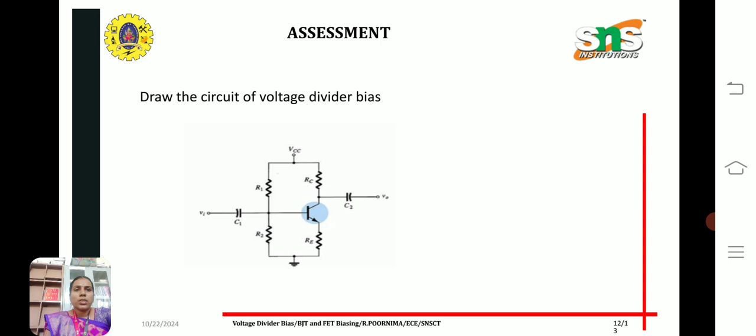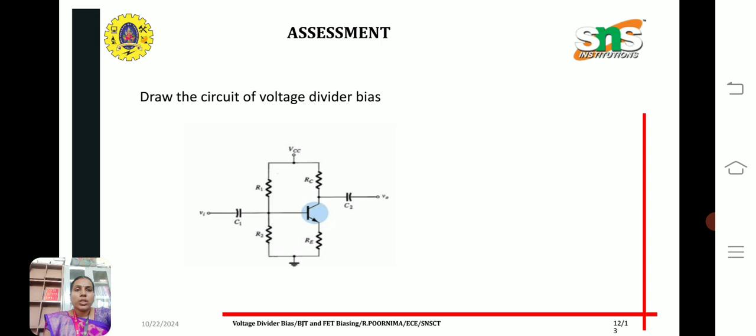So let's take the assessment. Draw the circuit of voltage divider bias. So voltage divider bias is drawn using the resistances R1 and R2, which are given to the base of the transistor, and RC and RE. RE is connected to ground.